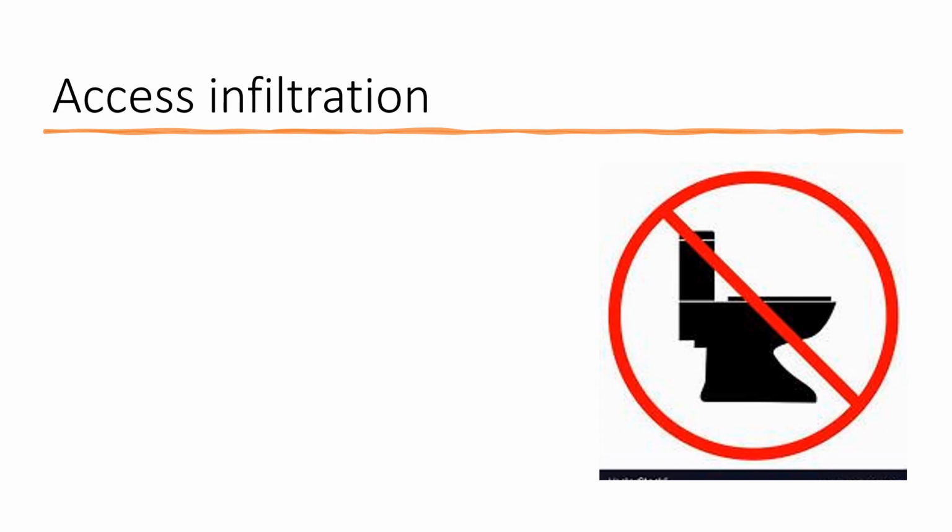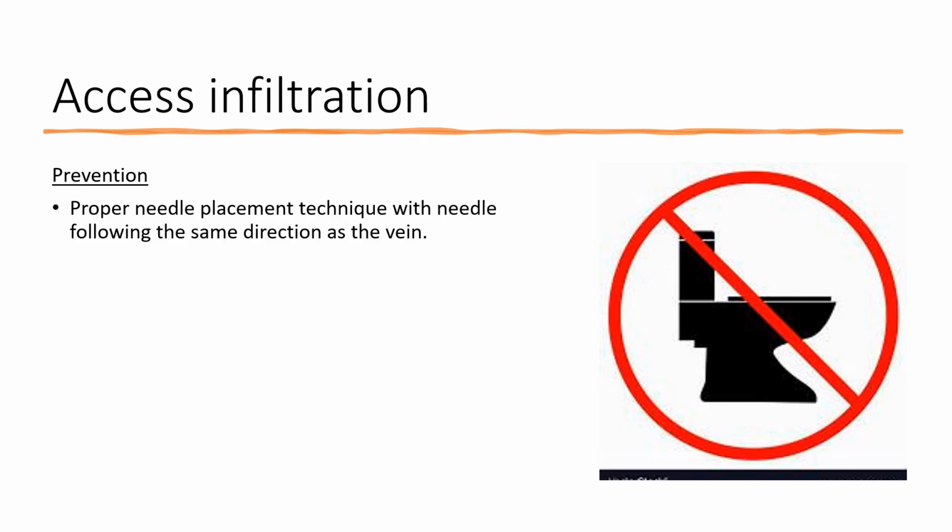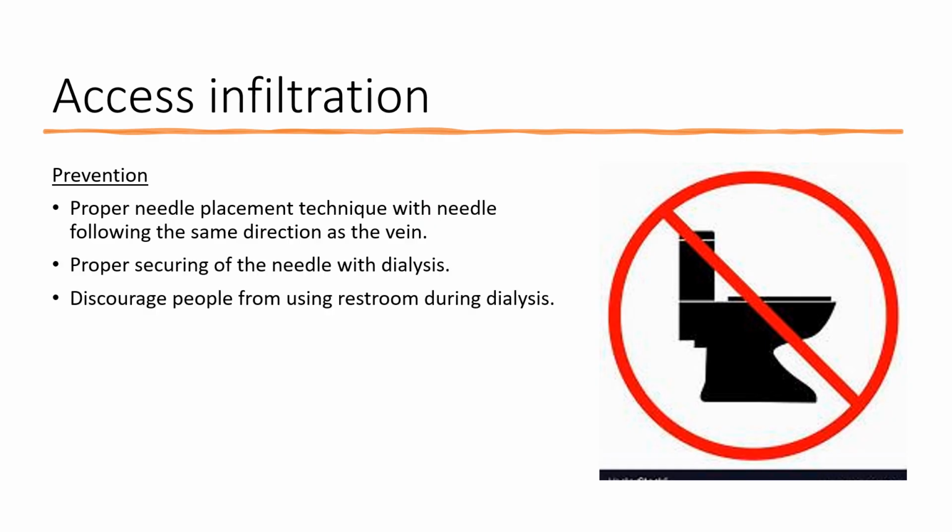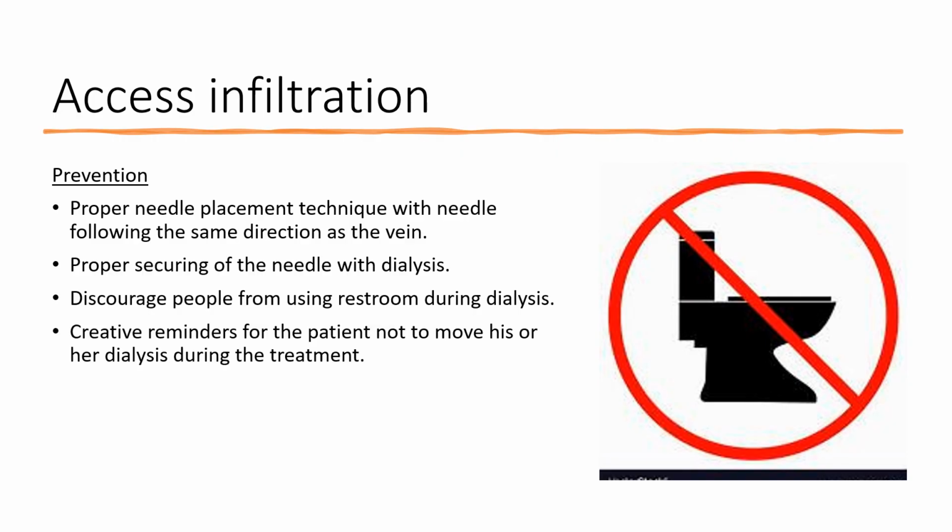Prevention of infiltration involves proper needle placement following the same direction as the vein, proper securing of the needle, discouraging people from using the restroom during dialysis, the less they move the better, and finally coming up with creative reminders for the patient, particularly if he or she is confused, not to move his or her arm during the treatment. This may include just some tape across the hand so that they're aware that they shouldn't move it. If an infiltration is experienced, we apply ice, and sometimes we need to rest the access.